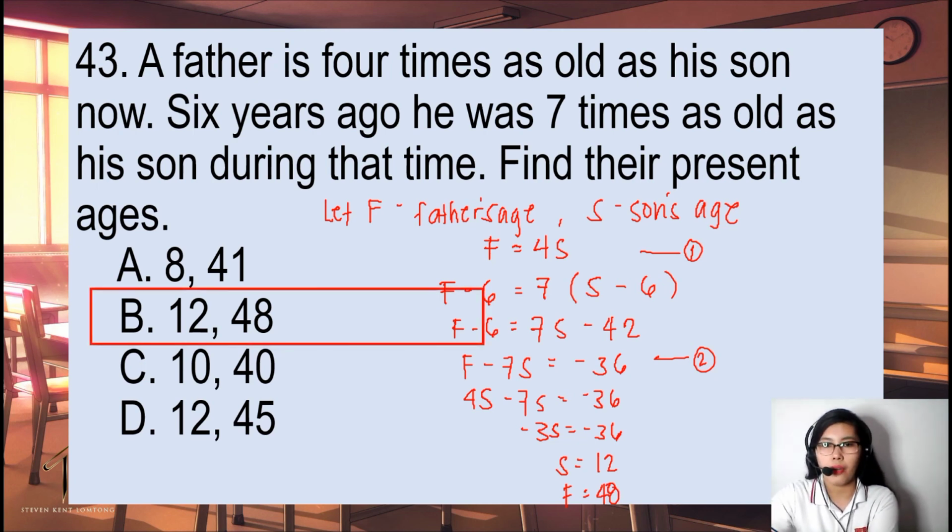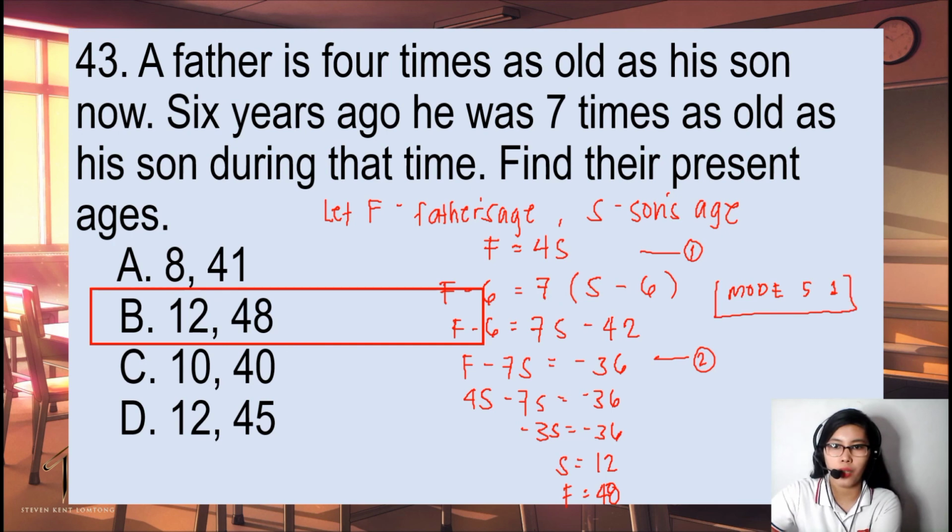If you don't want to substitute equation 1 into equation 2, you can also use the calculator mode 5.1. Okay, mode 5.1 and put in the equations. This is for linear equations, two equations, two unknowns, two variables.